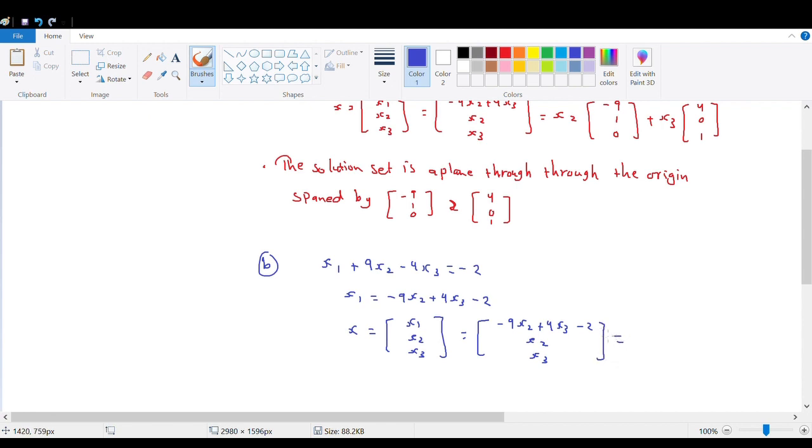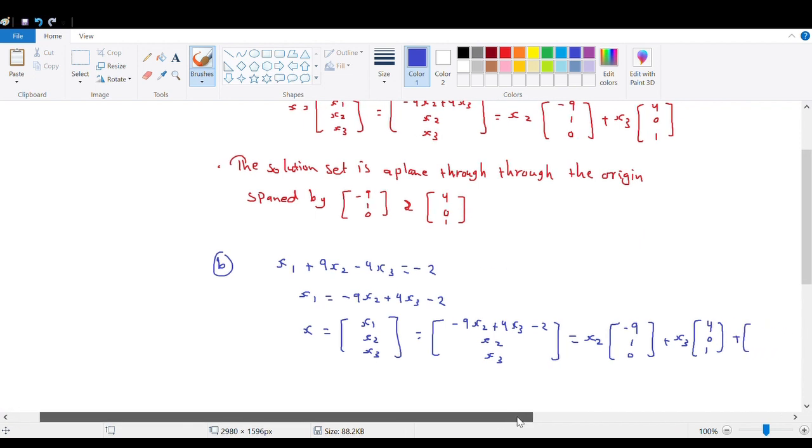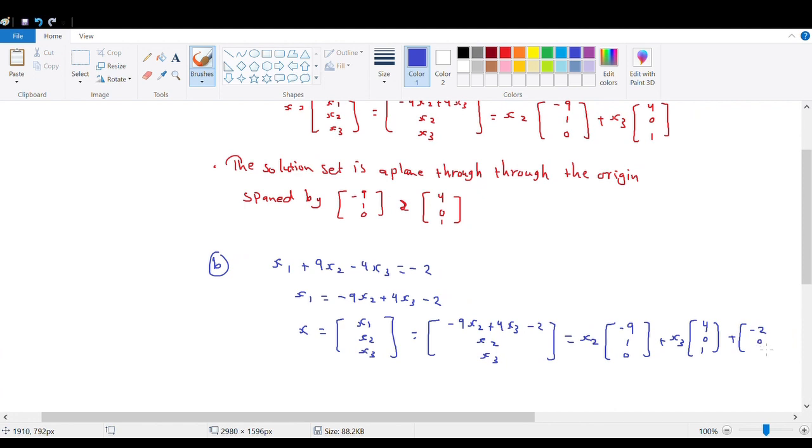So now this will give us, from here the common is x2 and x3. So x2, the vector of x2 is (-9, 1, 0) plus, for the x3 we have (4, 0, 1). Then since we have the constant here, we have to add it. So this one is (-2, 0, 0). So the solution set is here. It is a plane through the vector (-2, 0, 0) and spanned by these two vectors.